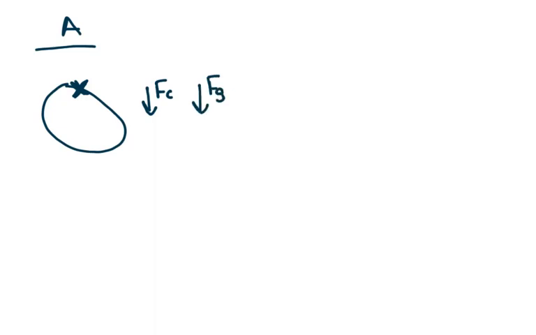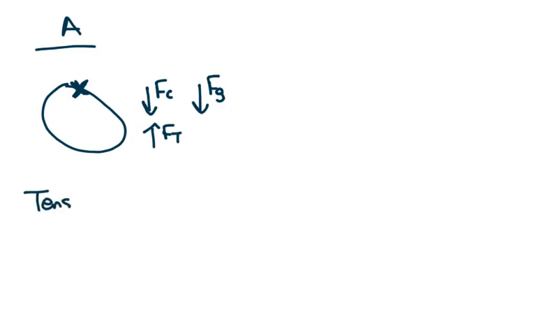So at position A, which I'm just going to sketch out, not very well, at position A, the ball's at the top. So at position A, the centripetal force is acting down. Gravity is also acting down. But the tension in the rod is what is used to overcome the centripetal force. So the tension in the rod is acting up.